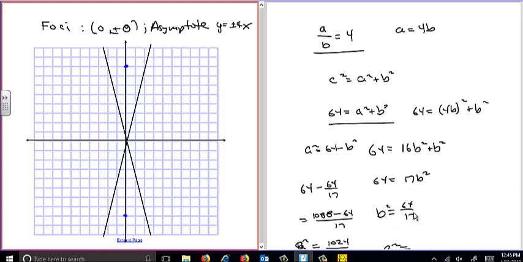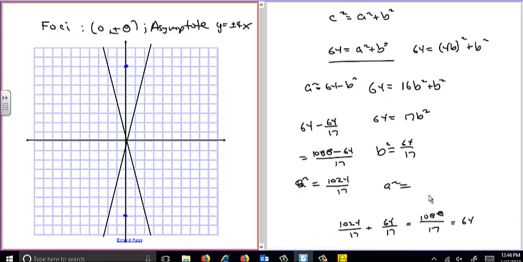Then I plug that back in to this equation here to find a squared, which is equal to 64 minus b squared. So I had 64 minus b squared. There's b squared. If you do the fractions, you get 1,024 over 17. Well, 17 is a prime number, and you can't divide 1024 by 17. So this turns out to be a squared.